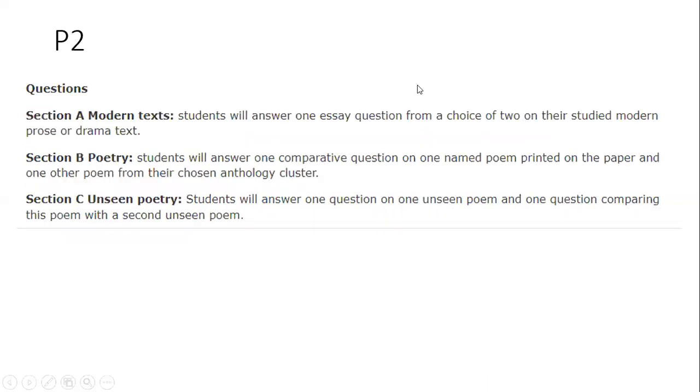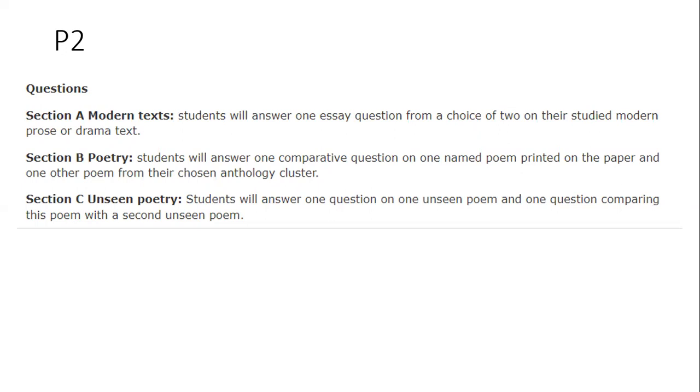But today we are going to understand what the pattern is and then analyze some questions of a specific poem from the olden times. All right, now this is part two, which is again bifurcated into section A, section B, and section C. Section A being the modern texts, in which we are going to study a little bit about The Lord of the Flies by William Golding, right? And all the subtexts and the themes that are involved when we are talking about that masterpiece.